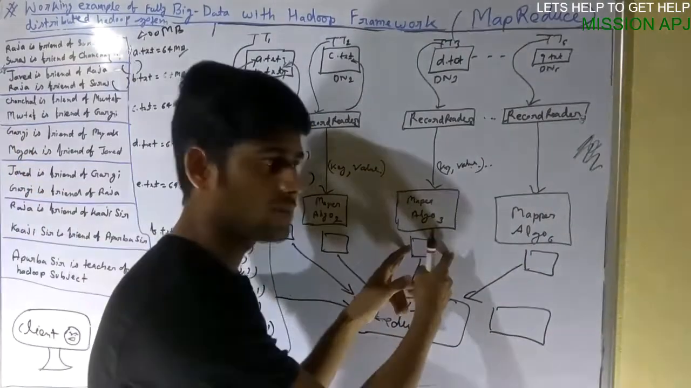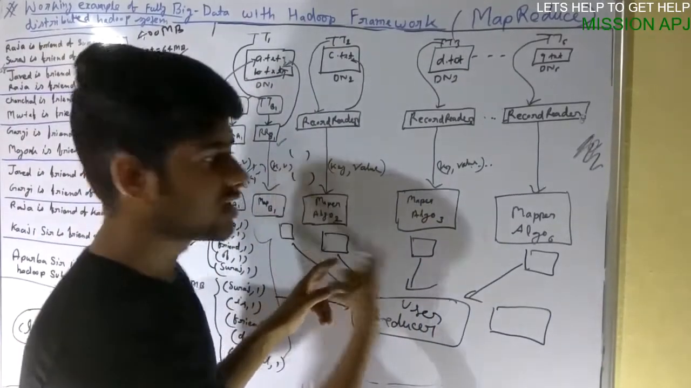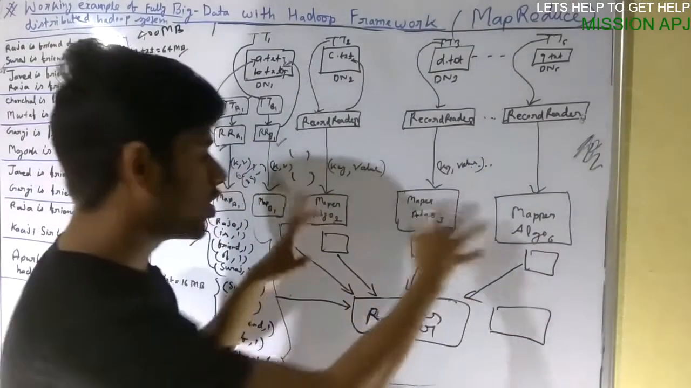From here Raja comma 3 may be appearing. From here Suraj comma 3 may be appearing. From here Suraj comma 2 may be appearing. This all data will be combined.